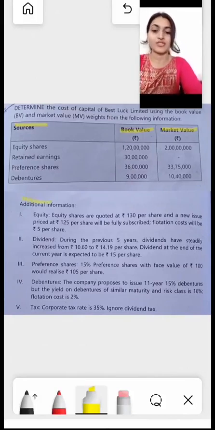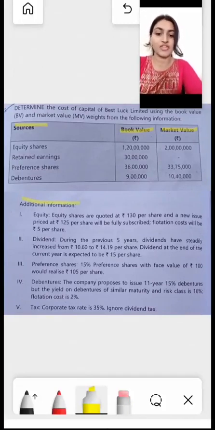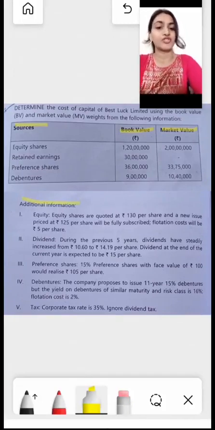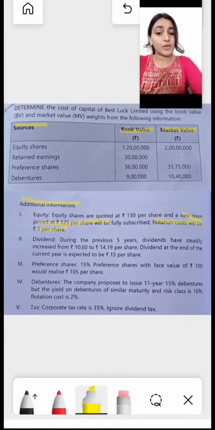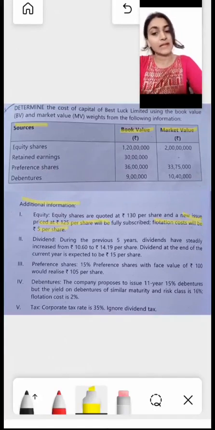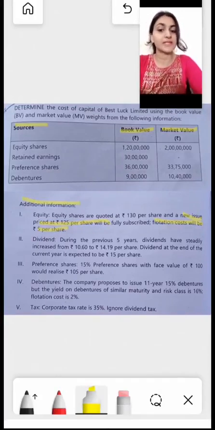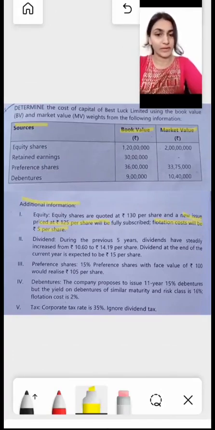So additional information they have provided that equity shares are quoted at 130 per share. Quoted at 130 per share means it is a market price which is given, and the new issue price is 125 per share, will be fully subscribed, and the flotation cost is 5 per share. That means they have given the issue price, that is nothing but the base price, and the flotation cost also they have given. So from the issue price we have to deduct the flotation cost. Okay, 125 minus 5 will get the price as 120.